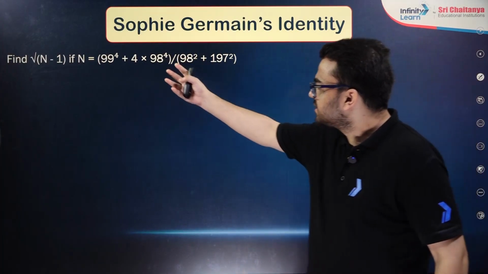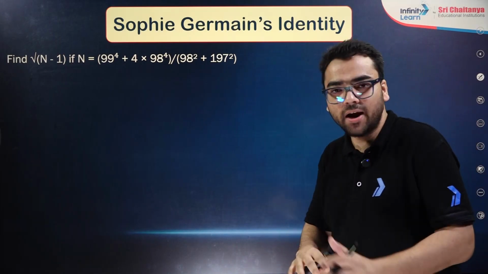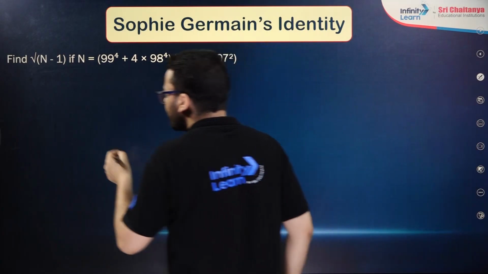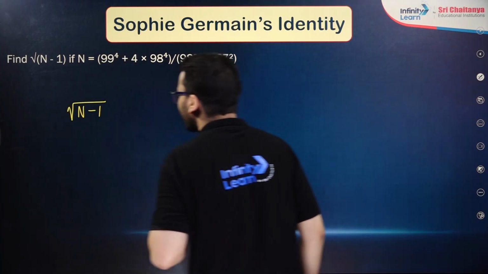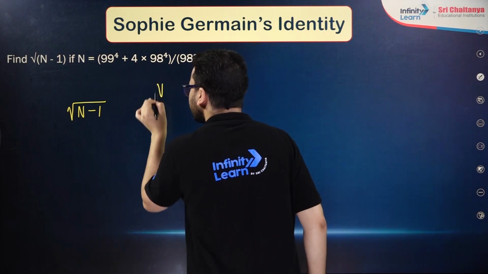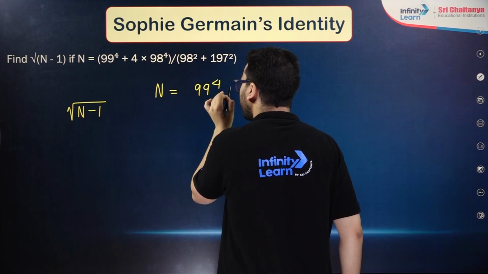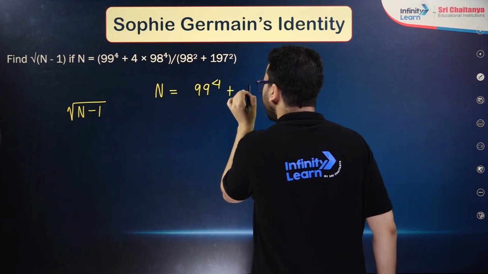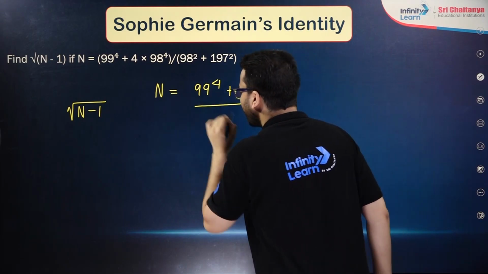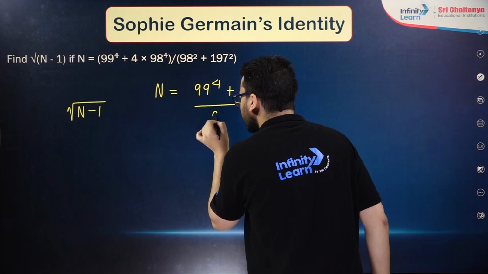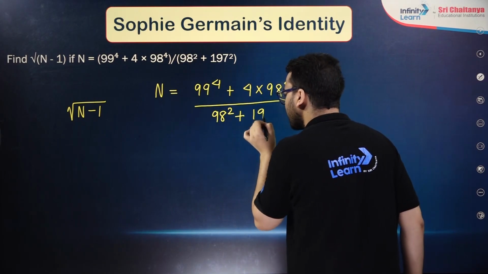Now suppose sometimes they will give you a question like this. Again, it's like, oh my God, so big, or how will I do it? So basically, I'll write it properly. They are asking you to find square root of n minus 1, if it is given that n is equal to 99 raised to the power 4 plus 4 into 98 raised to the power 4, divided by 98 square plus 197 square.